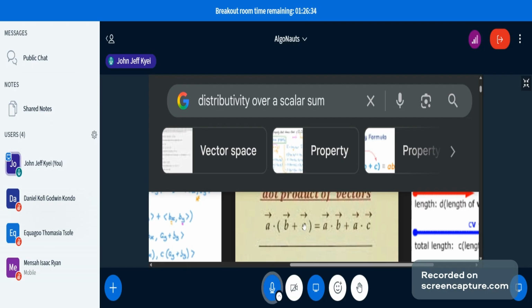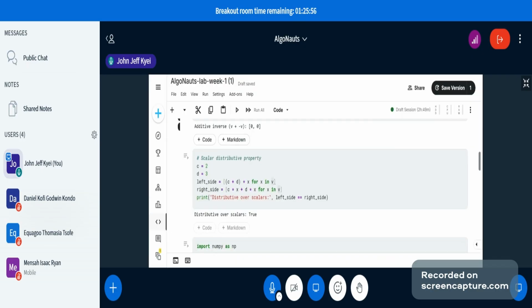Okay, so this is our left hand side, this is our right hand side, right? So B and C are the scalars and A is the vector. Once you add the two scalars B and C and multiply it by your vector, it should be the same as multiplying B times your vector plus C times your vector. That's what I was trying to do over here.